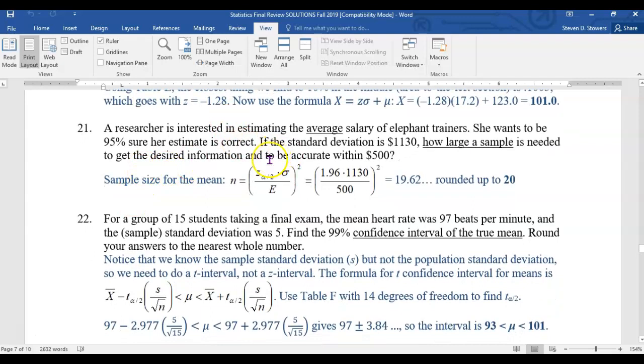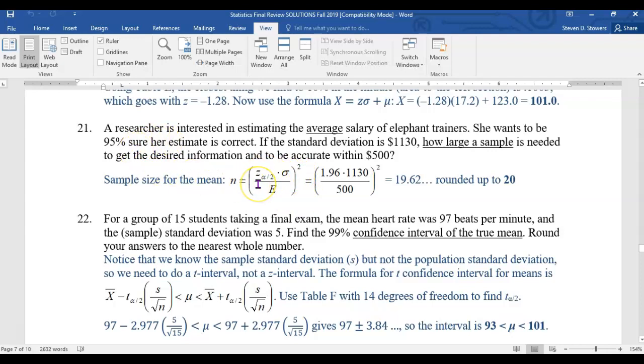Number 21. A researcher is interested in estimating the average salary of elephant trainers. How large a sample is needed? So this is a question about sample size for the mean. How big the sample has to be if you're estimating a mean or an average. The formula for that looks like this. N equals z sub alpha over 2 times sigma over E, and then the whole thing is squared.